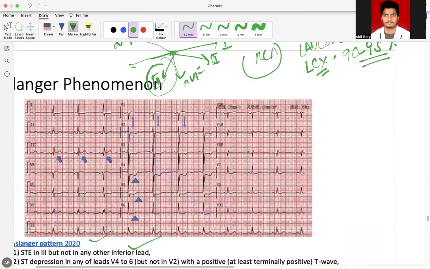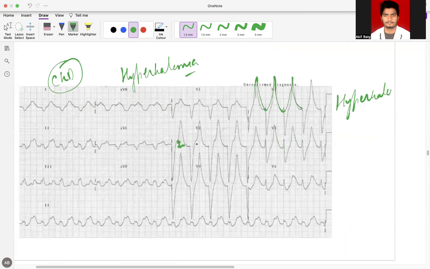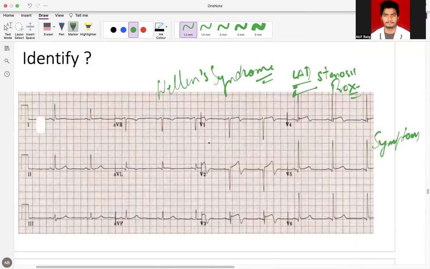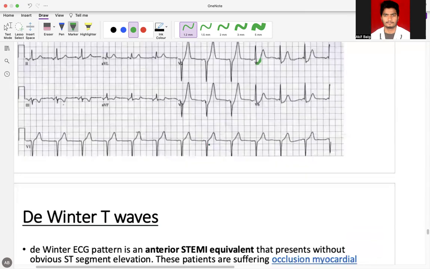However, we often confuse it with hyperkalemia. In hyperkalemia, you can see there is some ST segment elevation, then the T wave is peaked. This is the J point here. So some ST elevation, after that the T waves are peaked. This is hyperkalemia. But if there is only ST segment depression and a peaked T wave, then it is called De Winter T waves.